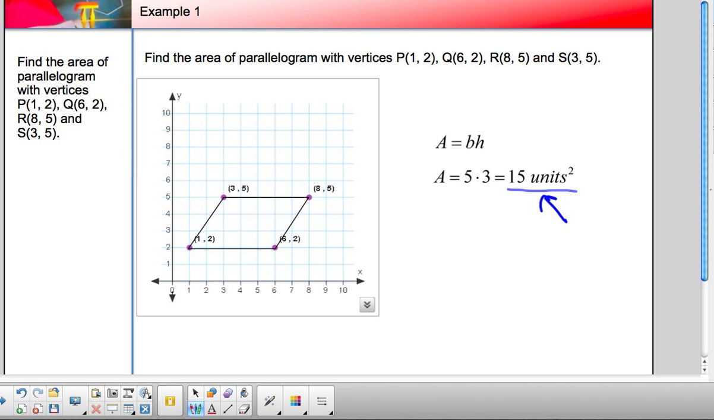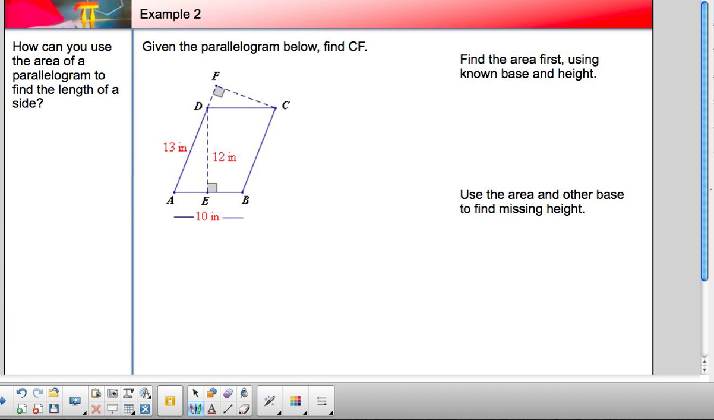Given the parallelogram that we see below, let's find the length of CF. Here we know that the height extending from D to the base is 12 inches, and we also see that this base is 10 inches. Looking at this base AB, segment DE is the height that corresponds with it. So the first thing we're going to do is calculate the area using a base and a height that we already know.